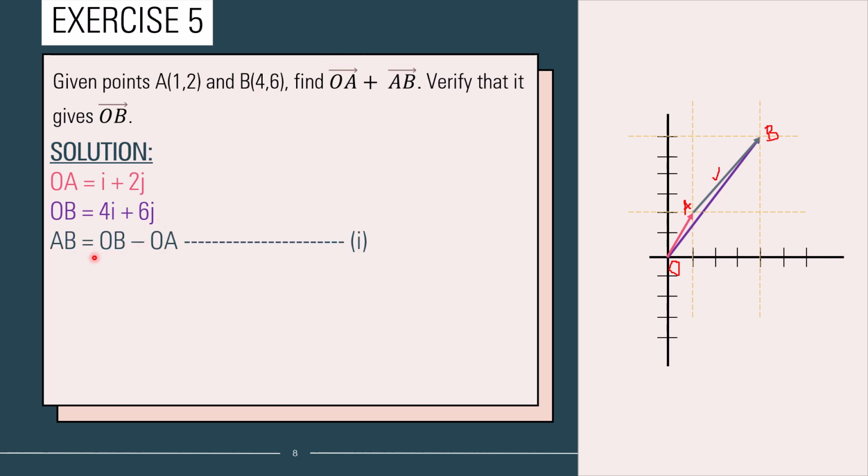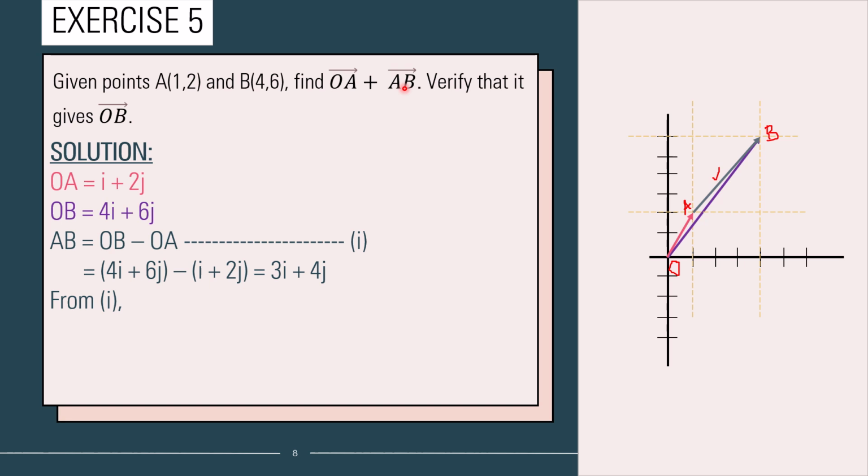Now we know this formula already, which is AB is equal to OB minus OA, the head to tail rule, right? So OB is what? 4i plus 6j minus OA, which is i plus 2j. So you're going to get 3i plus 4j. So you have AB now. Okay, this is the value of AB, which is 3i plus 4j. You have to find what? You have to find OA plus AB. So you have OA, now you have AB also.